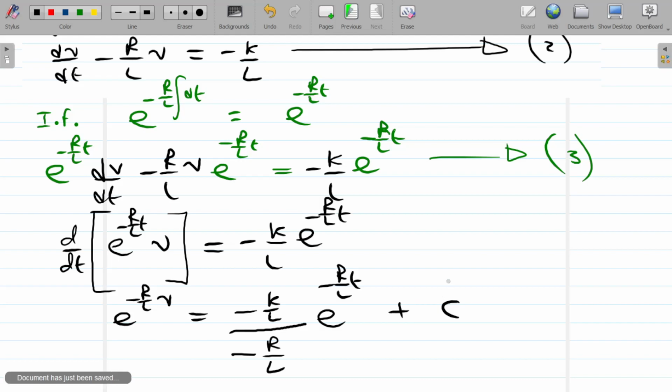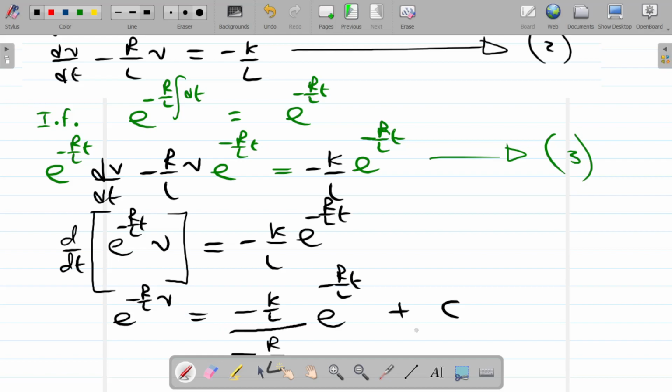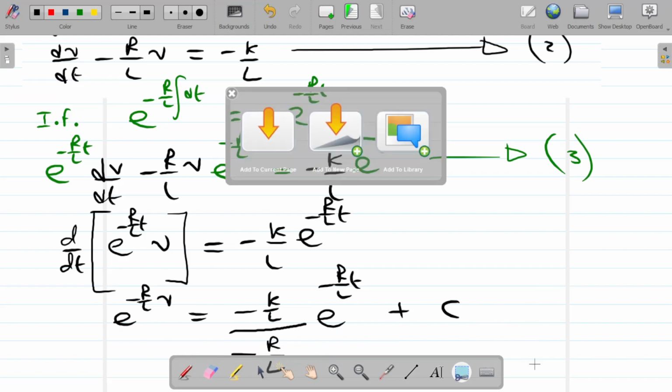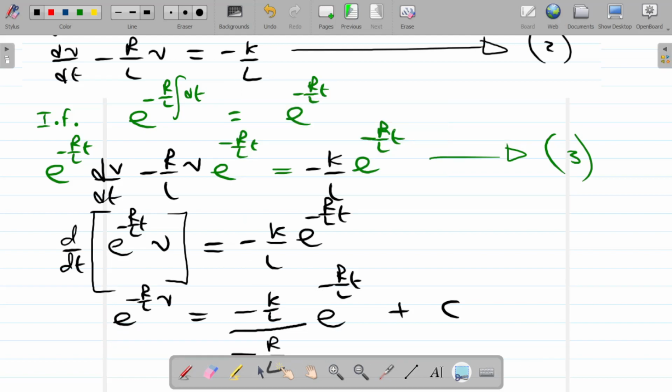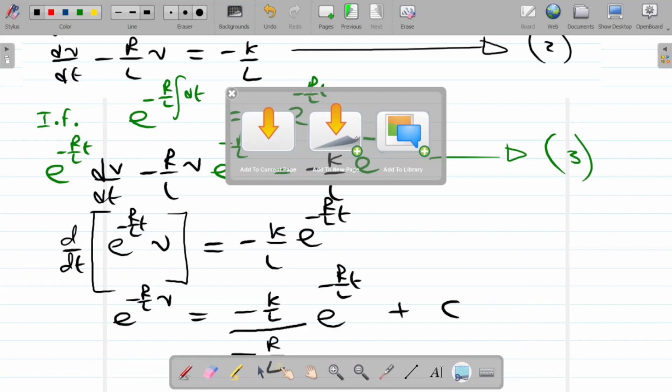Right. Now let's bring the stylus back and cut and paste. I think we'll have to abort that. Right. Is that good enough for our purposes? Yeah, I think so.